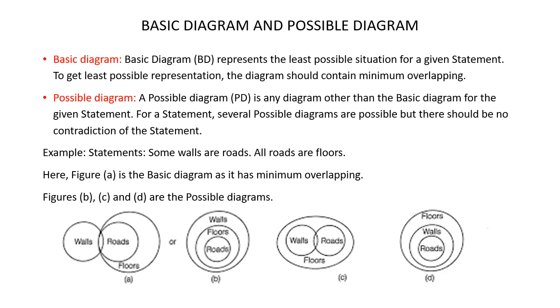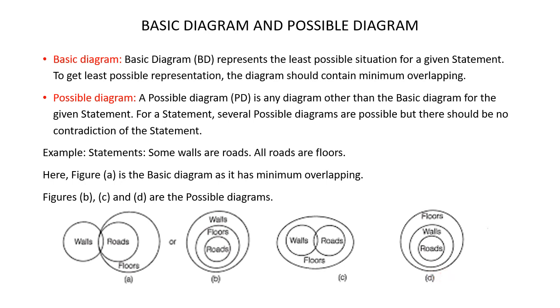Let's look at this possible diagram. Here roads are inside walls and walls are inside floors. So here this part of the walls is roads. So some walls are roads. Now all roads are inside floors. So all roads are floors. Here also you can see that the statements are not violated. So while drawing possible diagrams, always see that there is no contradiction of the statements.